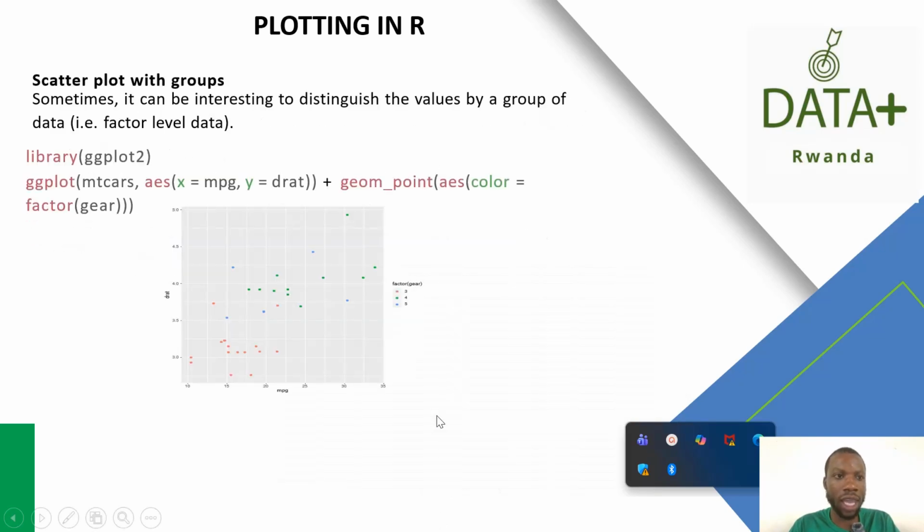So again, this is also the scatter plot with groups. I can also do the scatter plot. It can be interesting to distinguish the value by group, like a gender or the factor level. In general, let's say for example I have education level, and I want to see the relationship between the salary and the experience, but also based on the education levels, something like that. So I think you understand it.